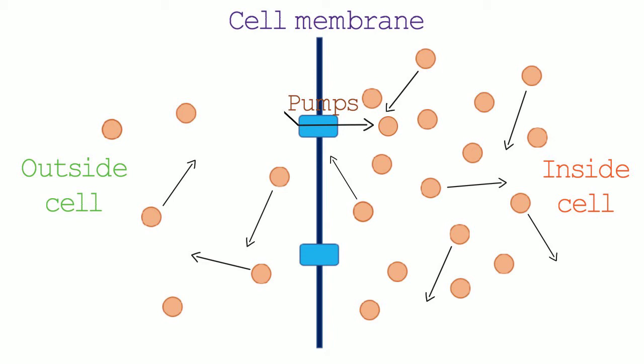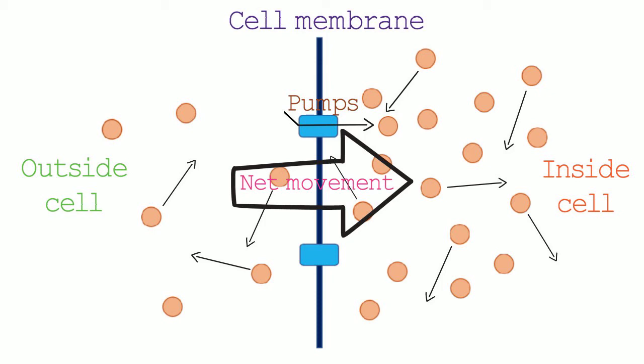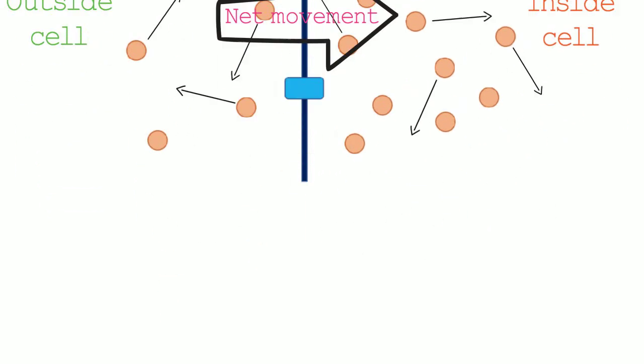Active transport moves a substance against a concentration gradient. So in our diagram, the net movement is going to be from outside the cell to inside the cell, so in a rightward direction. But where is active transport actually used?